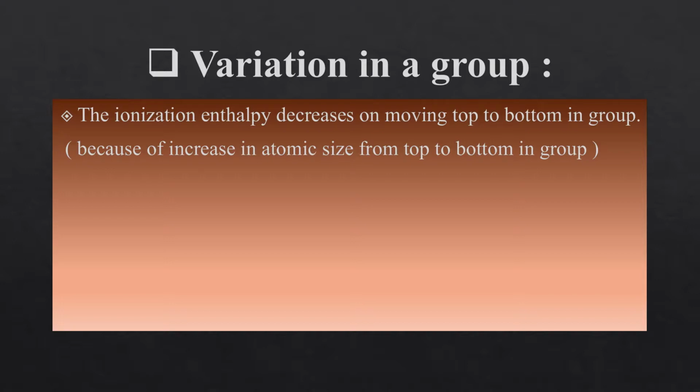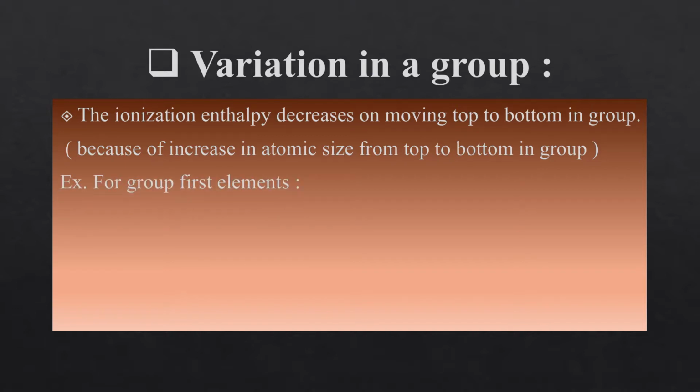And as I already told you, whenever the atomic size increases, the attraction of the electrons with the nucleus will be less, and as the attraction of the electrons with the nucleus is less, the atomic size will be higher, and it means the outer electron will easily be removed on giving some energy. The outermost electron will easily be removed from the atom, so the value of ionization enthalpy will be less when we move from top to bottom in a group because of the increase in atomic size.